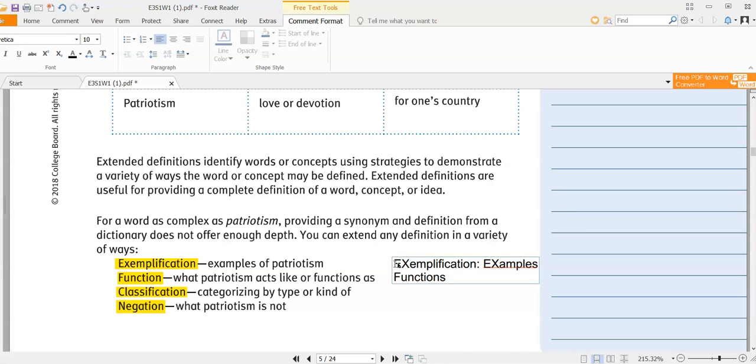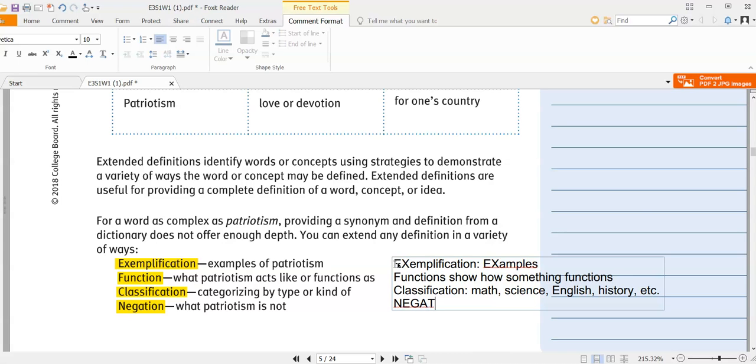Functions show how something functions. So, you know, when something's functional, it means it works. When it's dysfunctional, it means it doesn't work. Classification. Think about how your classes are divided into categories. You have math as a category, science as a category, English, history, etc. So, just like your classes are different categories, classification is categorizing something.